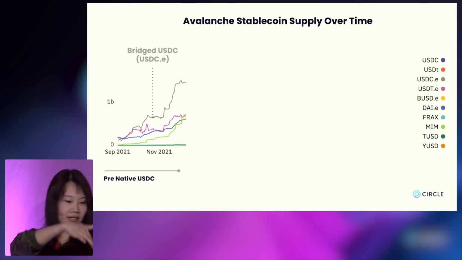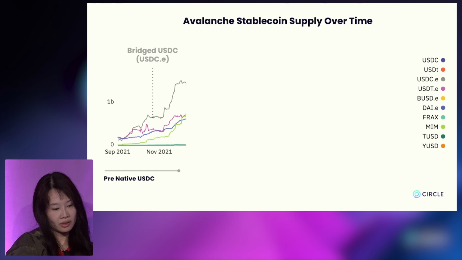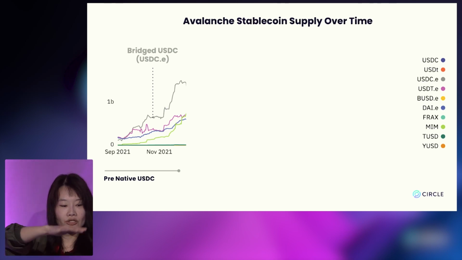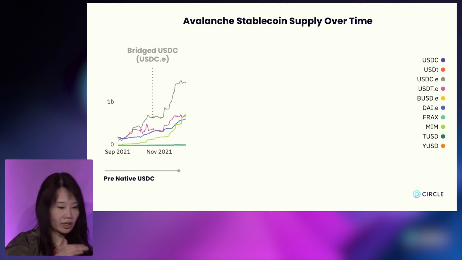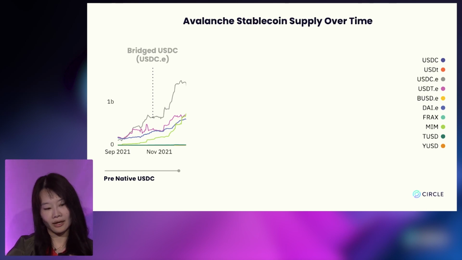Awesome. So you can see this chart: Avalanche stablecoin supply over time, that's prior to native USDC integration. So the bridge USDC, USDC.e, was already the dominating stable, really being the number one. And that's when we heard a lot of feedback from the community: hey, when do we get the native one? When is that?